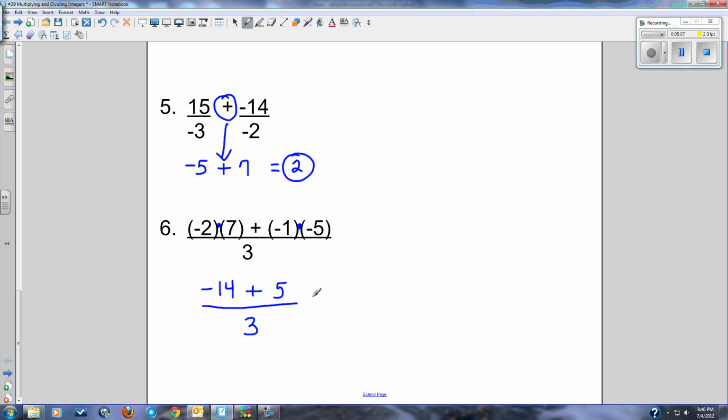and the 3 goes in the denominator. We're still working in the numerator. We need to finish that first. Negative 14 plus 5 gives us negative 9. So we have negative 9 over 3, or in other words, negative 9 divided by positive 3. A negative divided by a positive is a negative, and 9 divided by 3 is 3. So we end up with negative 3.